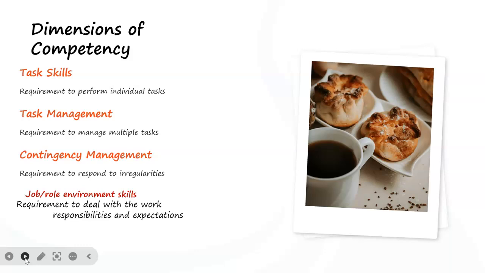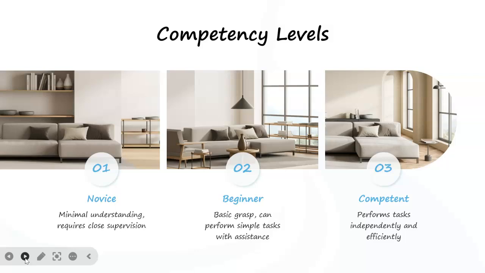Contingency management is being able to respond to irregularities or the issues that may arise in the workplace. And we also have the job or role environmental skills, that is the ability to deal with the responsibilities and expectations in the workplace, and also being able to work well with others in the workplace.